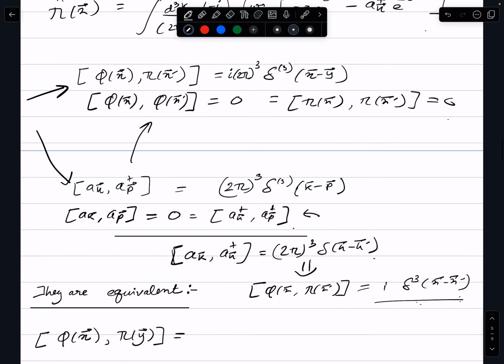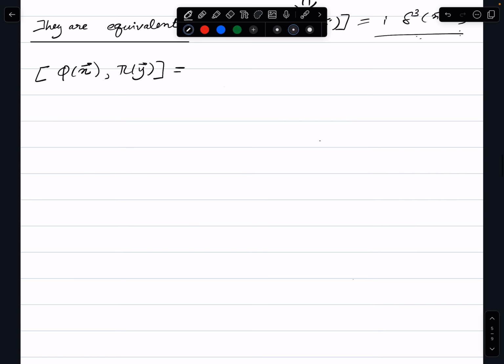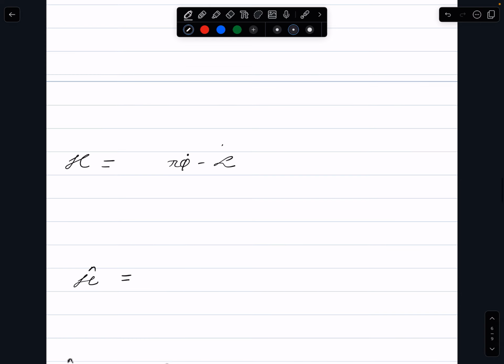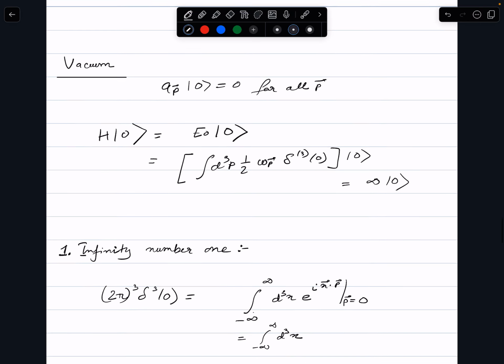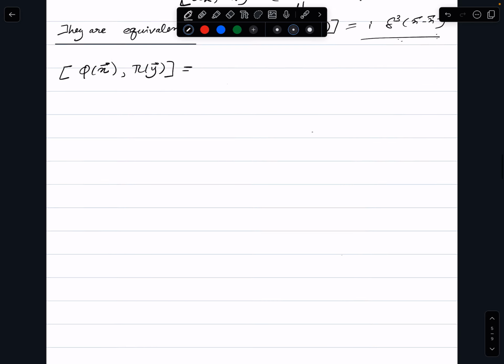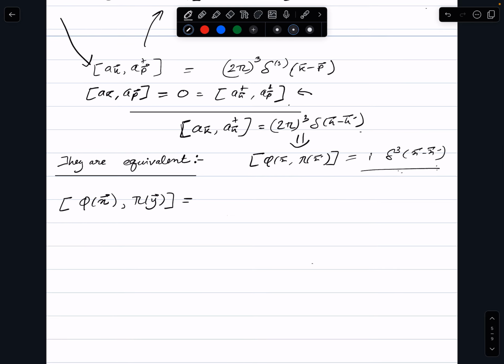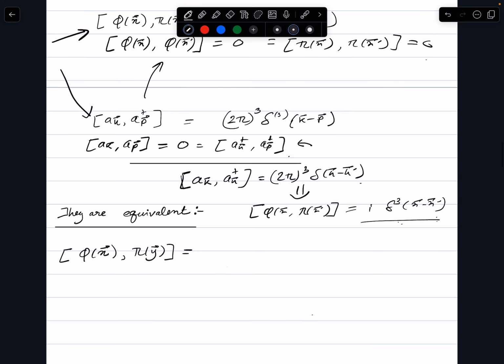Okay, so now we check that they are the same, and this is I think the last thing. We will not have time to do the Hamiltonian today. Anyway, we will do the Hamiltonian in a tutorial. Okay, so let's check that they are equivalent. So we will start with this and we will prove this one. We will assume that the harmonic oscillator commutations are true, and we will prove from them that phi and pi follow. And you can go the other way around also.